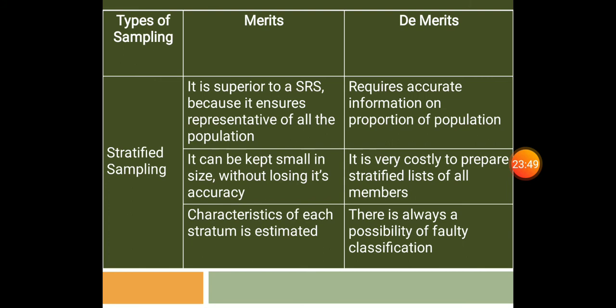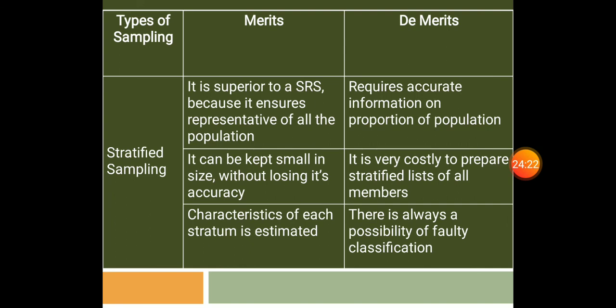And in the stratified random sampling technique, the merits are: it is superior to simple random sample because it ensures representativeness of all the population. The whole heterogeneous population is divided into homogeneous subgroups. So we are selecting each and every unit of the population. We are considering them. It can be kept small in size without losing its accuracy, based on how we are dividing them into homogeneous strata. We can keep that strata small in size also. Characteristics of each stratum is estimated.